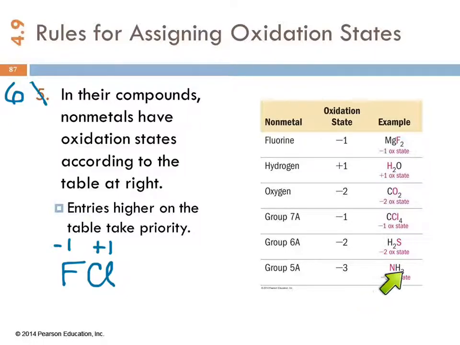This is not conflicting with the oxidation state of hydrogen, though, because hydrogen has what oxidation state? +1. So the hydrogen has +1, the nitrogen has -3, and because there's 3 of those hydrogens, it all works out together. There's no conflict between those two elements. Let's do some examples.